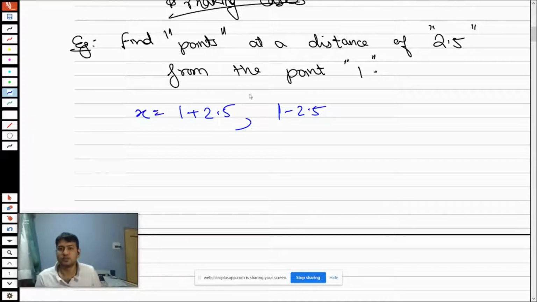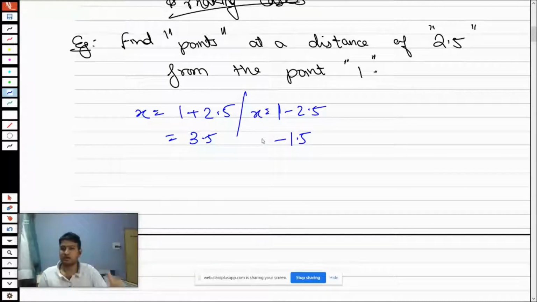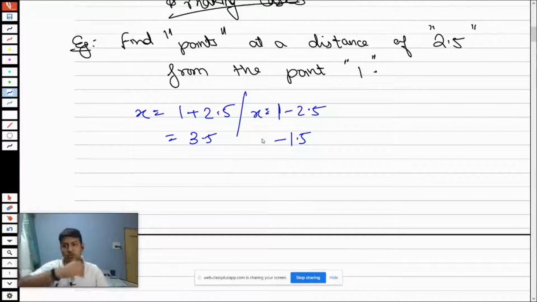So x equals 1 plus 2.5 or x equals 1 minus 2.5. So this answer would be 3.5 and this answer would be minus 1.5. So this is another way to do it. In the exam, you can either make cases to begin with, or based on your experience, you can make shortcuts.